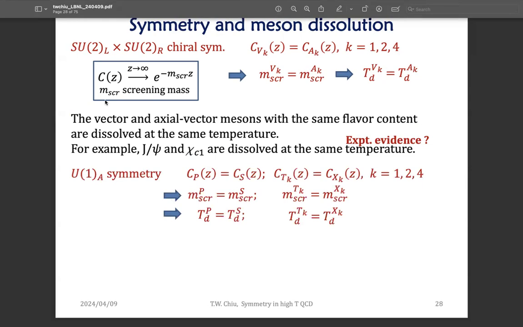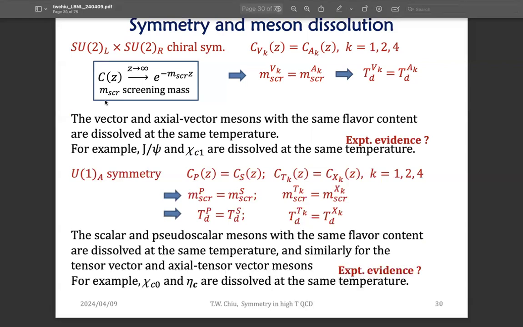Similarly, for the U(1)_A symmetry, the degeneracy of the scalar and pseudoscalar will imply the screening masses of the scalar and the pseudoscalar are the same, and then they will dissolve at the same temperature. Also the tensor vector and axial tensor vector will dissolve at the same temperature. For example, the chi_c0, the scalar, and the pseudoscalar eta_c of the c cbar will dissolve at the same temperature. Again, I do not know whether there's any experimental evidence. I presume there's none for this one, right?